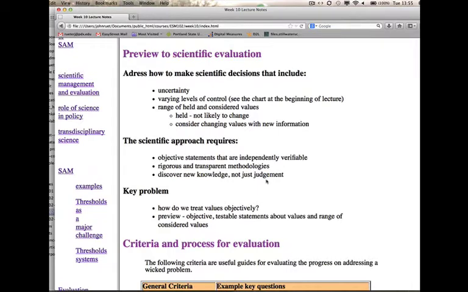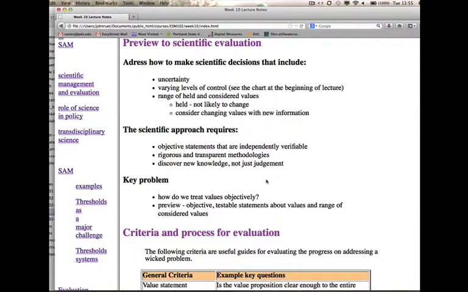Another part of scientific approach is to use rigorous and transparent methodologies. That is, that the methodology can be checked for the type of results it gives, and also we're looking for discovering new knowledge, not just making a one-shot judgment or a one-shot final answer. We're trying to say we're discovering new knowledge, and that knowledge is being used by individuals in the community.